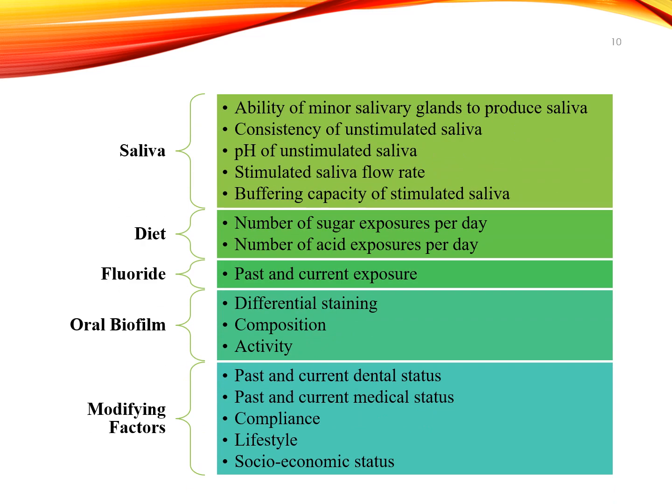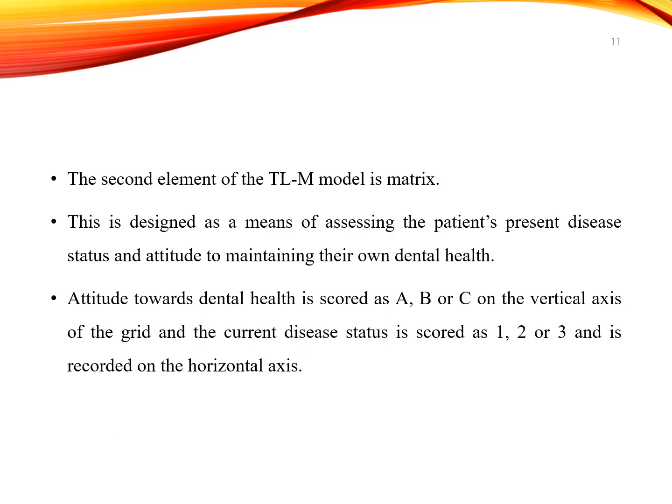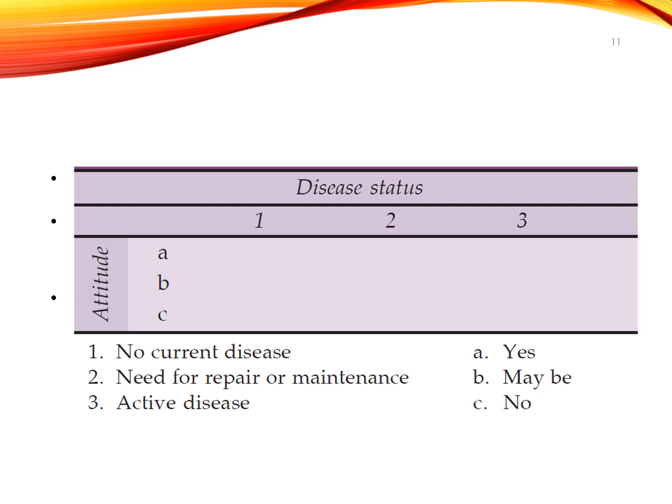So these are the risk factors based on salivary factors, diet, fluoride, oral biofilm, and the modifying factor. Based on this, the risk of the patient for developing dental caries can be ascertained. Now the second element in this is the matrix. So this is going to help in assessing the patient's present disease status and his attitude towards maintaining his oral health. So this is the scoring by which you can go for the second component of the traffic light matrix.